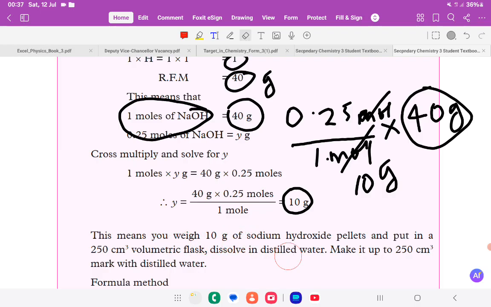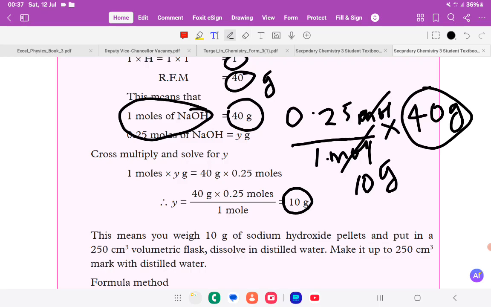Okay, so it means that 10 grams of sodium hydroxide pellets, usually these are crystalline, they are white crystals, put them into a 250 cubic centimeters volumetric flask, and then you dissolve using distilled water. Then you make it up, you top up, you add more water up to the mark.